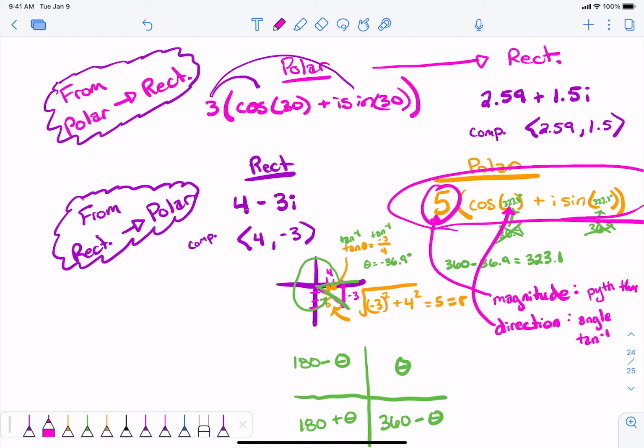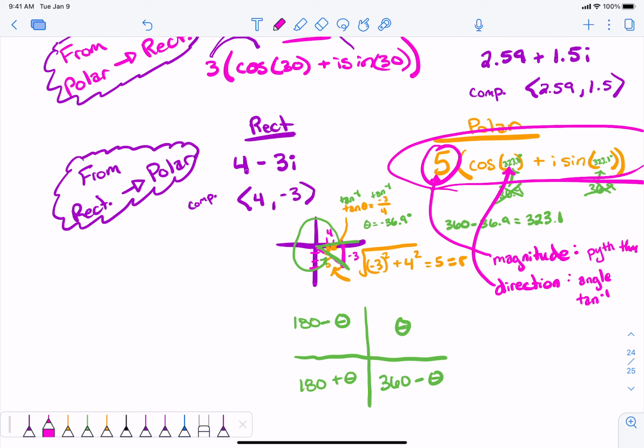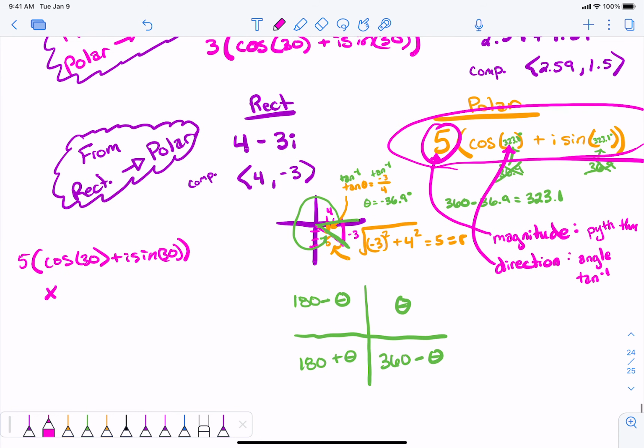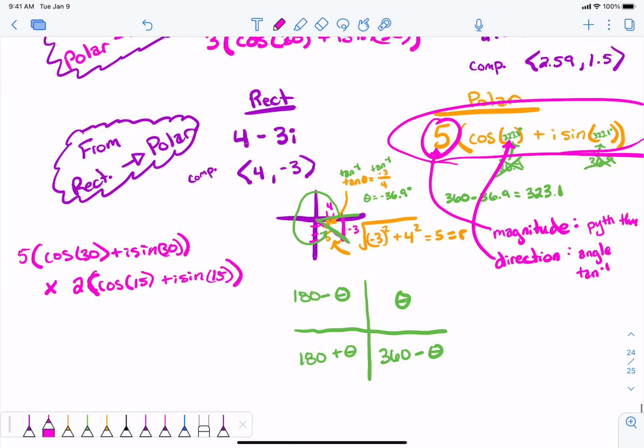Now the only other thing is, let's say you have two polar forms that you are multiplying together. Like 5 cosine 30 plus i sine 30, which is what we had at the top, times, I don't know, 2 cosine 15 plus i sine 15. So these are the polar forms that you are multiplying.